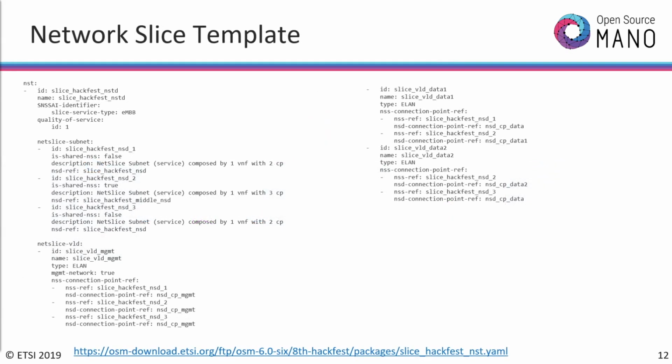In this slide, we show the final NST for the first slice we want to instantiate. As you can see here, we have 3 definition blocks. The first one is a general slice definition. The second one is a netslice subnet, and the third one is a netslice VLD. In the link you have at the bottom of the page, you can find the OSM information model for network slice template, and it can be used as a reference while you write a network slice template descriptor.